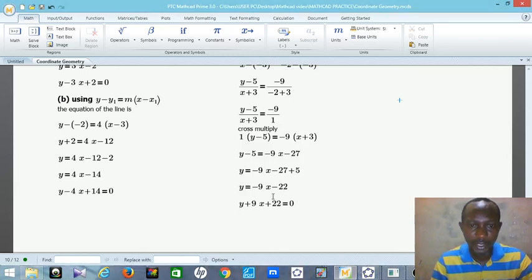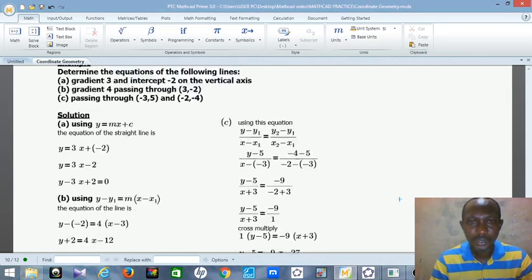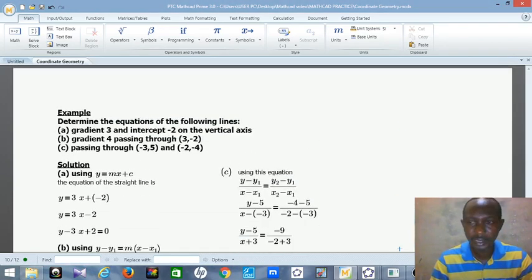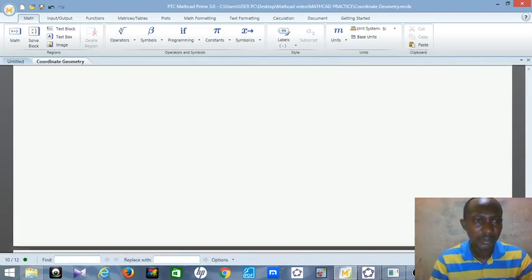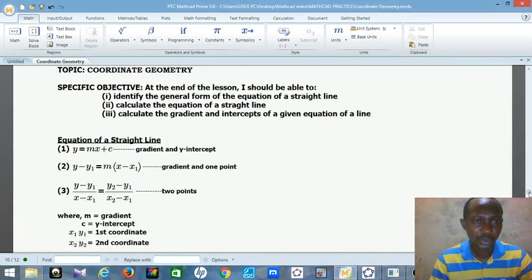But this other form is also a general form, which is also very important depending on what your examiner wants. So this is all I want you to know in today's class, how to calculate the equation of a straight line. But there's something I would like you to know also to help us in our next class, which is how to calculate the gradient and intercept of a given equation of a line.